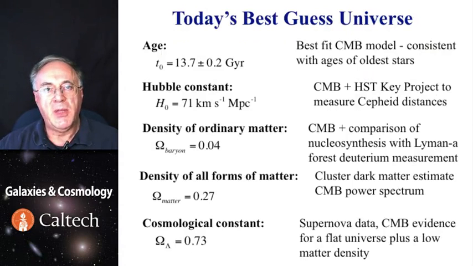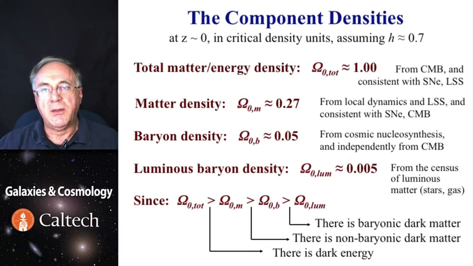So to recap, our best guess universe parameters today is that the age is about 13.7 billion years. The Hubble constant is just a tad over 70 kilometers per second per megaparsec. That the density of baryons, normal matter as we know it, is around 4% or 4.5%. That the total matter density, including the dark matter, which is not baryonic, is about 0.27. And the energy density corresponding to the dark energy, possibly cosmological constant, makes up the rest, about 0.73.